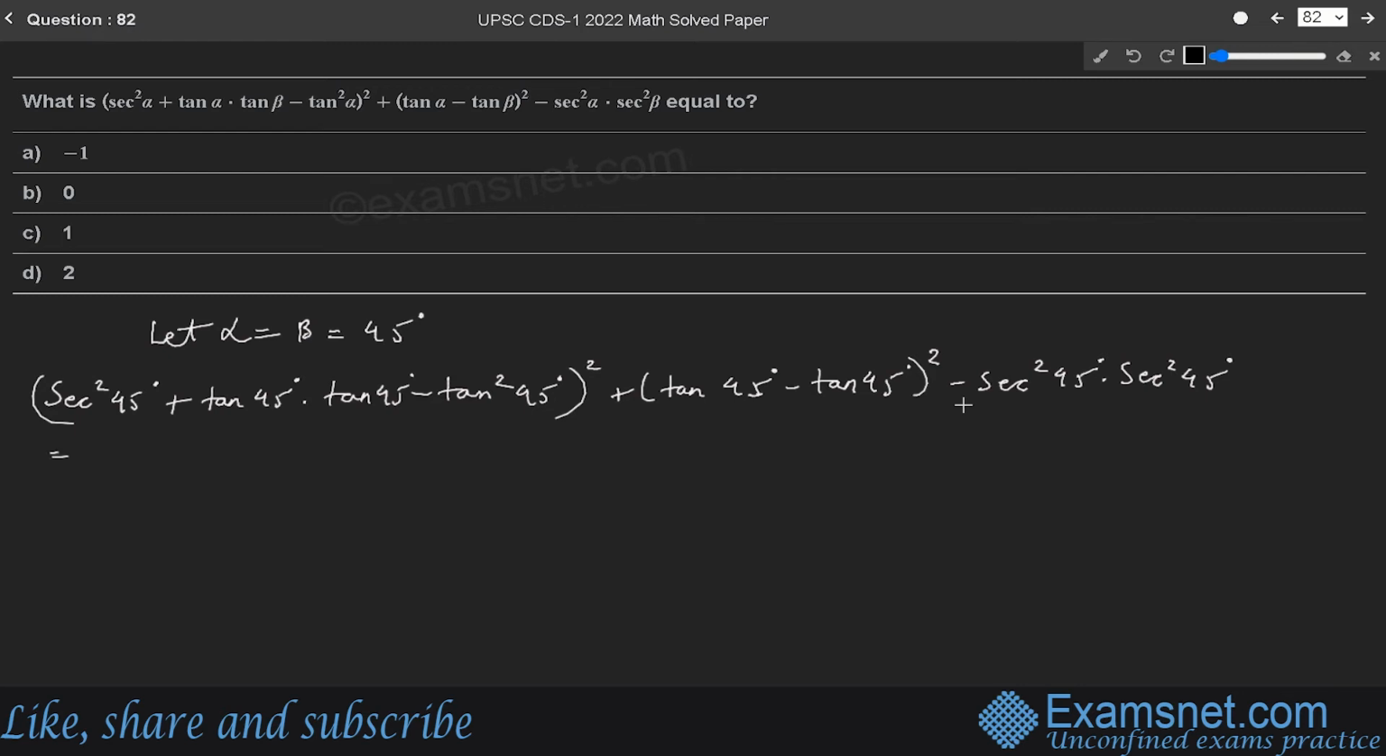So on further solving this, it will be equal to root 2 whole square plus 1 into 1 minus 1 whole square plus 1 minus 1 into 2 minus root 2 whole square into root 2 whole square. On further solving, it will be equal to 4 plus 0 minus 4, which is equal to 0. So this is the required value for the given trigonometric expression. See, by using this trick, you will easily get the answer. So the correct option here is option number B.